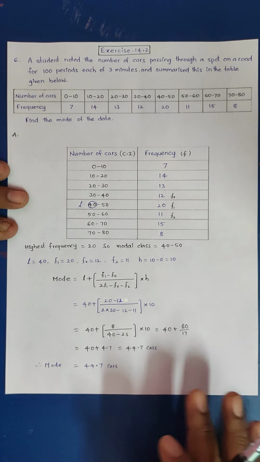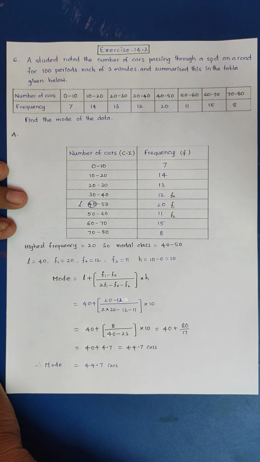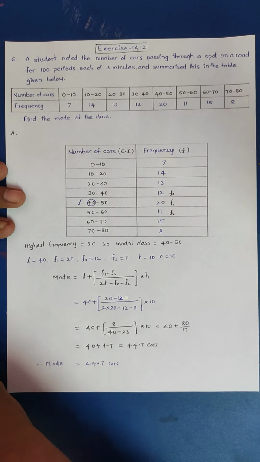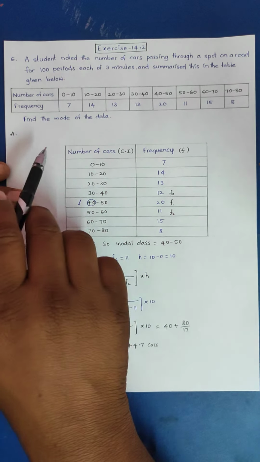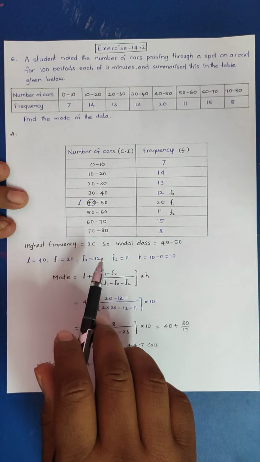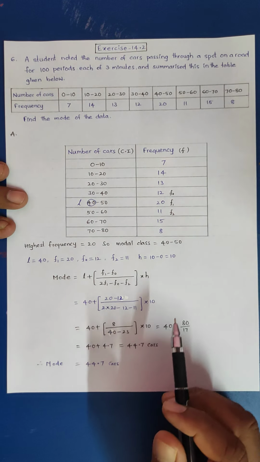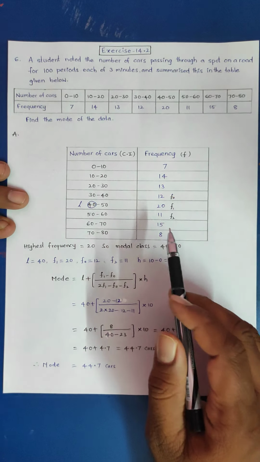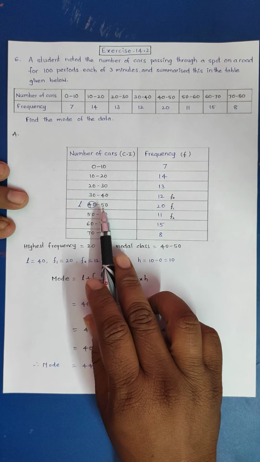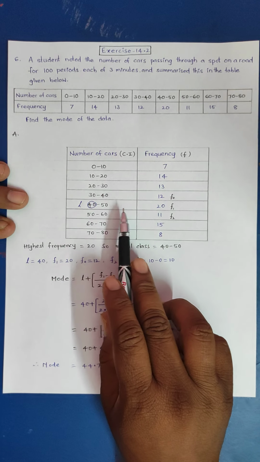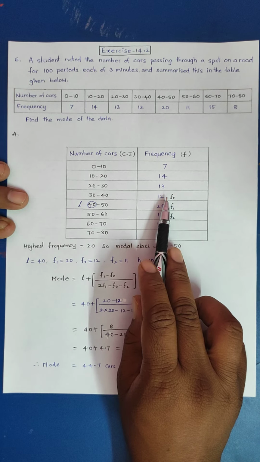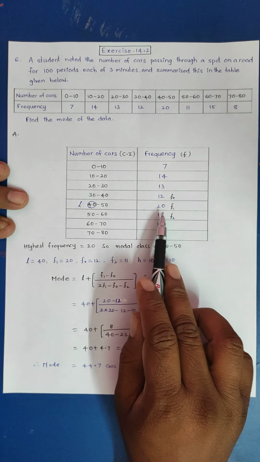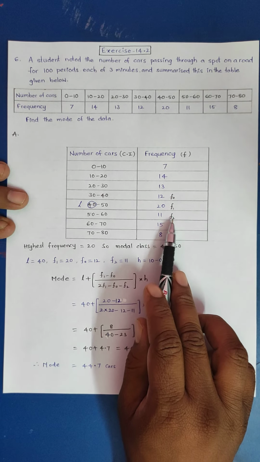Okay, next, sixth problem. A student noted the number of cars passing through a spot on a road for 100 periods each of 3 minutes and summarized this in the table given below. Find the mode of the data. Given table here. To find the mode of the data, number of cars as class intervals, frequency as it is. Which is the highest frequency in the data? 20. So this is the modal class. Modal class lower limit is L. Modal class frequency is F1. The frequency before, the preceding frequency, is F0, and the succeeding, meaning after, frequency is F2.